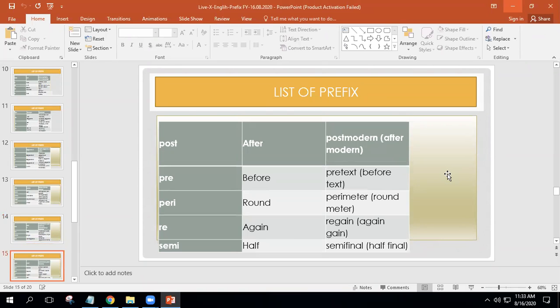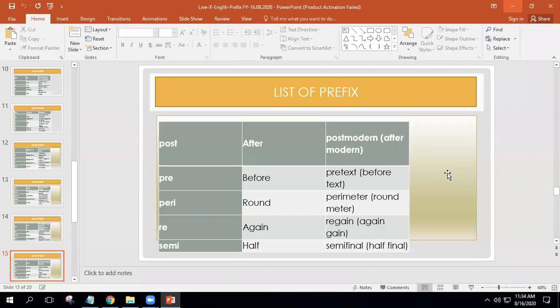Next, post. Post means after. Suppose you see the example postmodern, that is after modern. Then pretext means before text, and the prefix pre means before. Then peri. Peri means round. The example is perimeter. Then re. Re means again. This is a very common term. Even a child knows it. The example is regain, that means gain again. Next, semi. Semi means half. And the example is semifinal, that is half final. Okay.